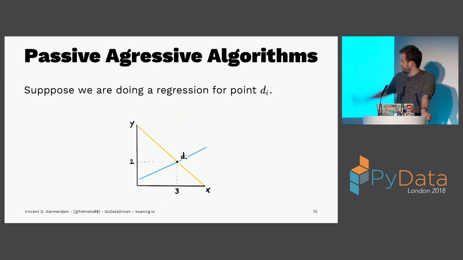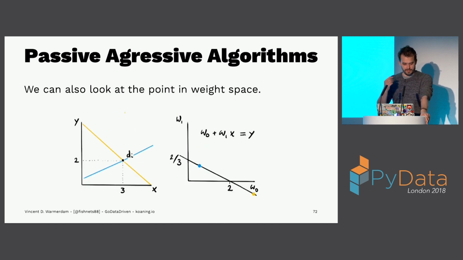And as far as this point is concerned, it doesn't care about the blue line or the yellow line. They both have an equal fit. They both go straight through the point. So these two lines are somewhat equal as far as that one point is concerned. That's what I just said.